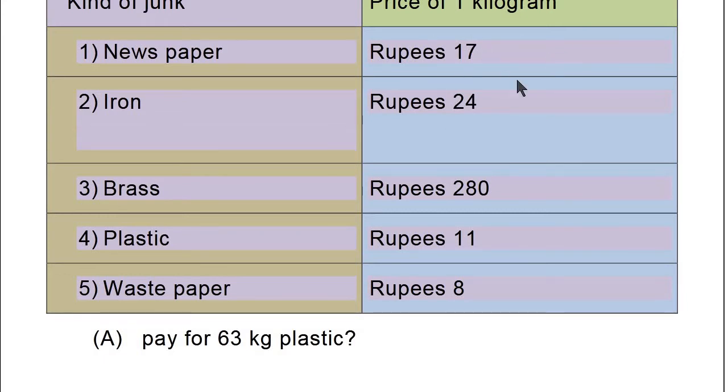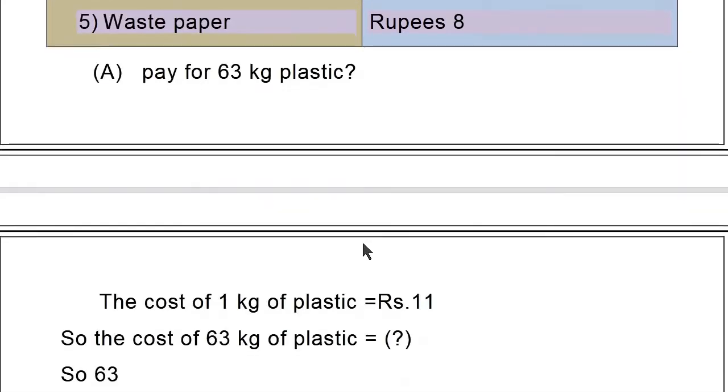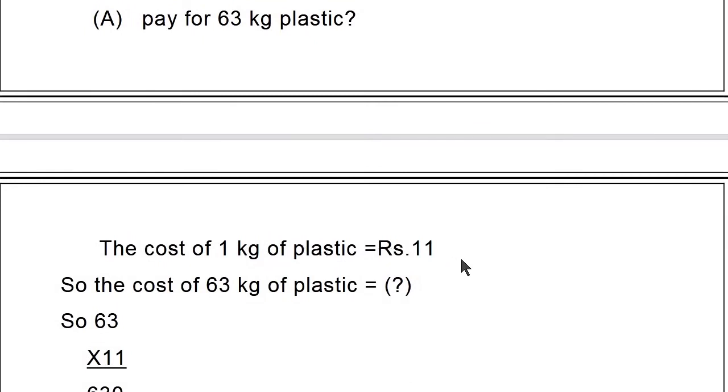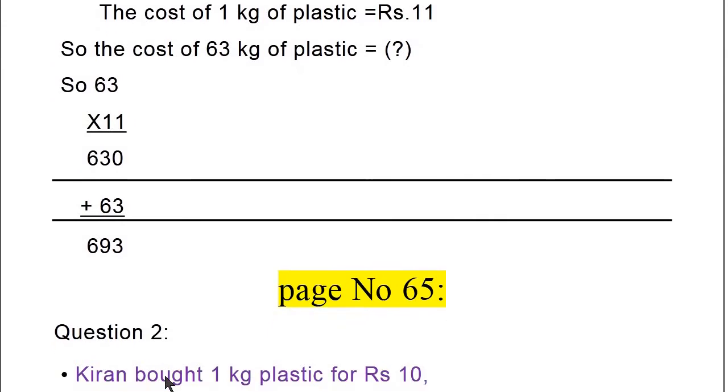Because when Kiran sells these things, she gets more amount. Pay for 63 kg plastic. The cost of 1 kg plastic is 11 rupees. So the cost of 63 kg of plastic is equal to how much? 63 into 11. First of all, 63 into 10 is 630, and 63 ones are 63. 630 plus 63 is equal to 693.